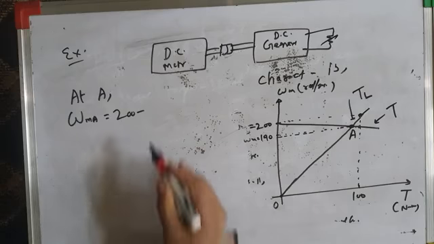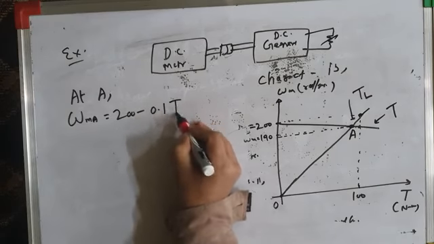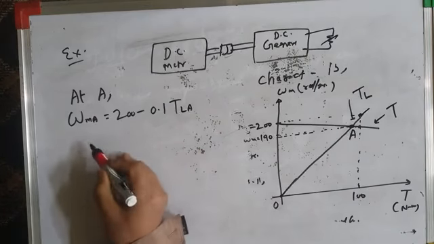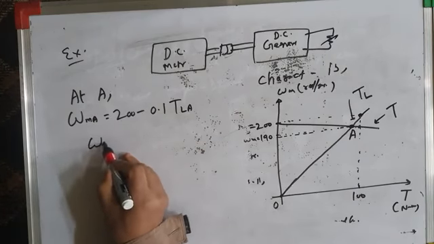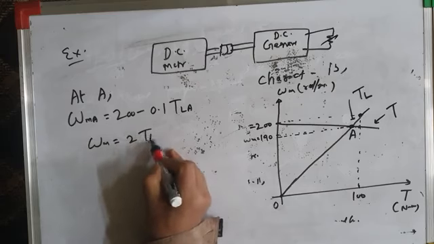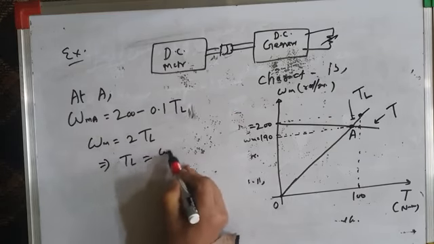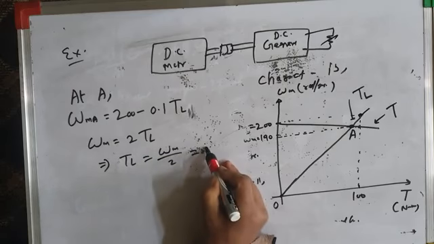Yes, the 200 minus 0.1 TL. And we also know that omega m is equal to 2 times TL. Let's call this TL itself. So from this, what is TL? TL is omega m by 2.